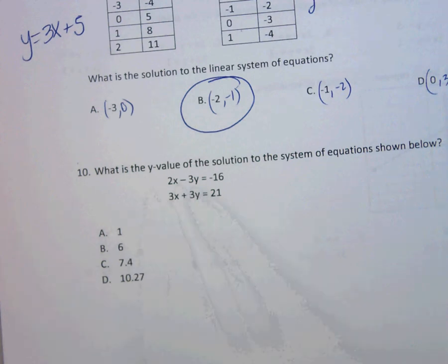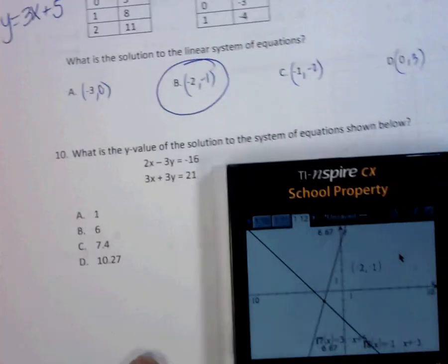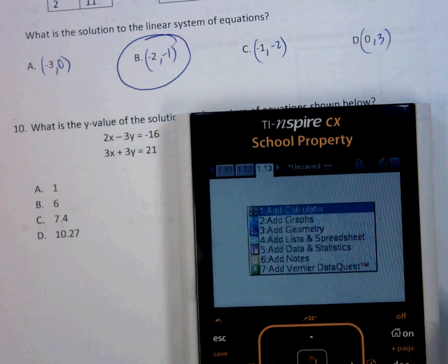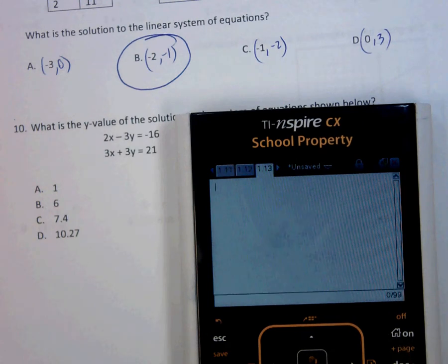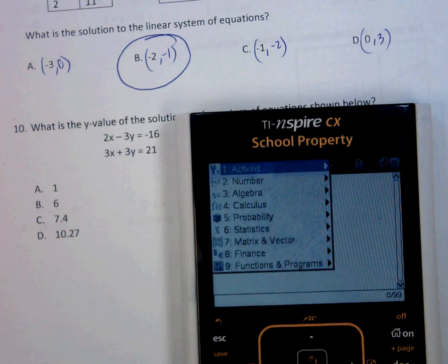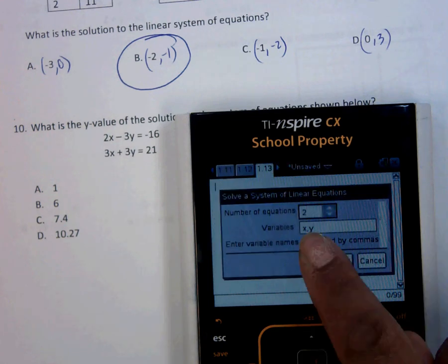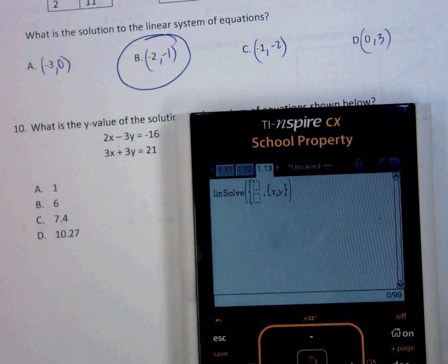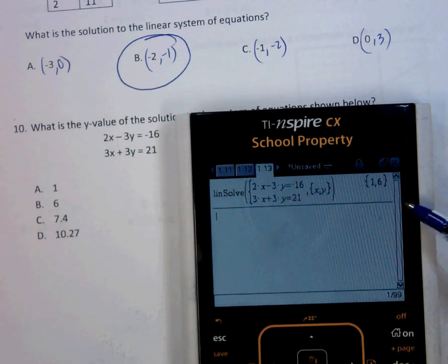Yes, you should use elimination for this problem. Let's do menu 3-2 just to make it quick. Control Dock, add a calculator, menu 3-2, I'm using x and y, 2x minus 3y equals -16, 3x plus 3y equals 21. And let's press enter. Gives me 1, 6.